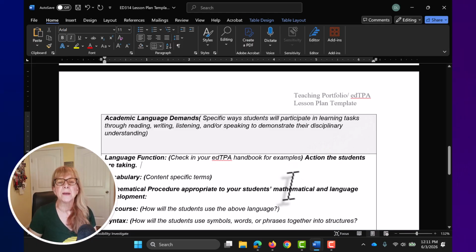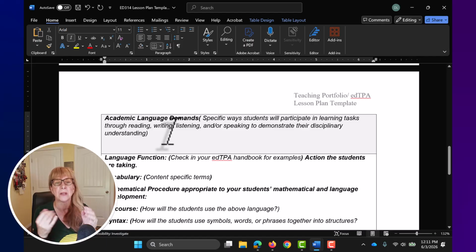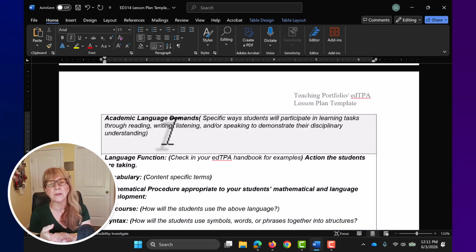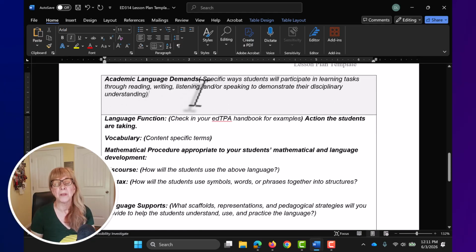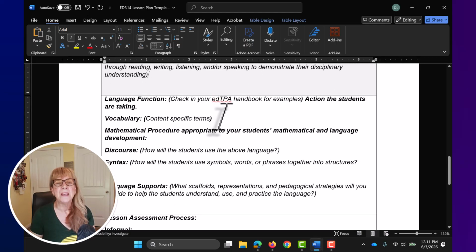Oh, and I forgot to mention up here, you don't necessarily have to write something in this cell here, but if you wanted to, you could talk about whether the students during this lesson are going to be reading, writing, listening, and or speaking. That's all that's for right there, but you could also just leave it blank. The next one is vocabulary, self-explanatory, right? Just put the vocabulary that you're teaching them or they need to know to be successful in this lesson.